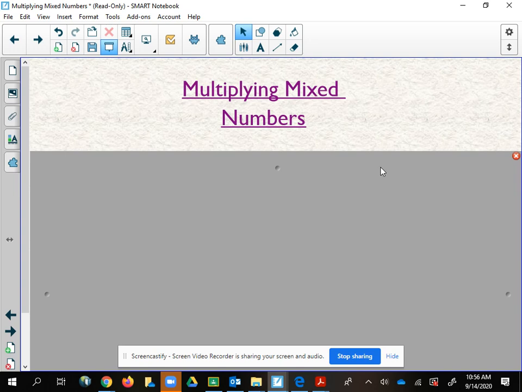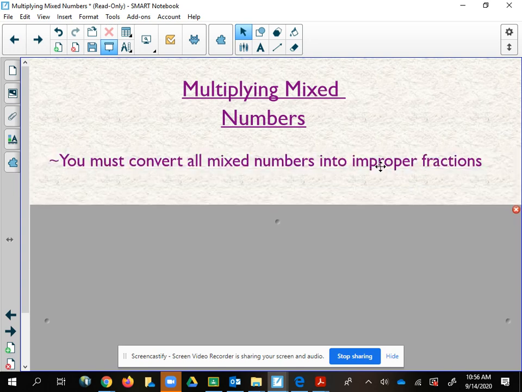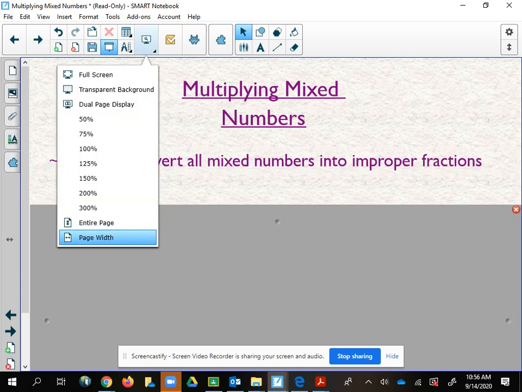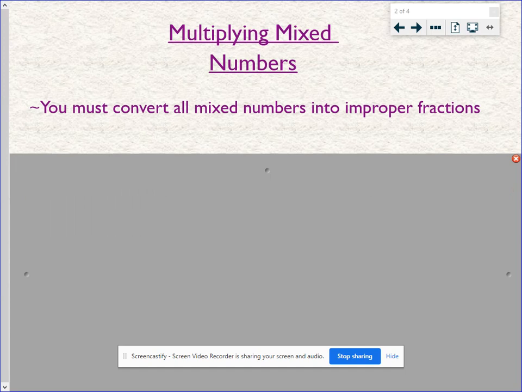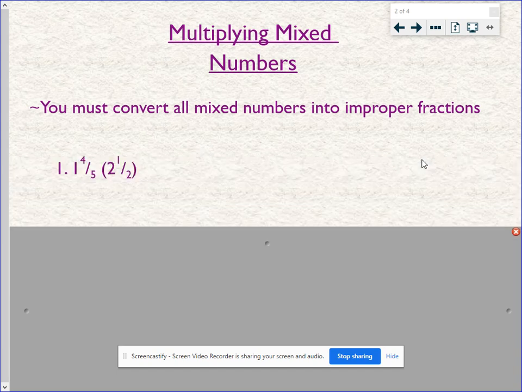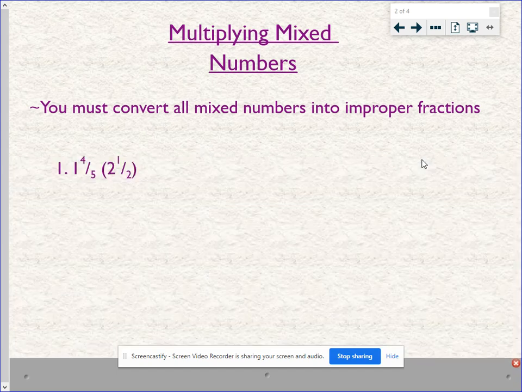We need to remember to convert all mixed numbers into improper fractions, better known as what Mr. Saucer and Mrs. Wise talked about, the mathematical magic C. We have to use our magic C to convert our mixed numbers into improper fractions. If you have forgotten how to do that, I will review that with you in our first example, which we are going to take 1 4/5 and we are going to multiply it by 2 1/2.